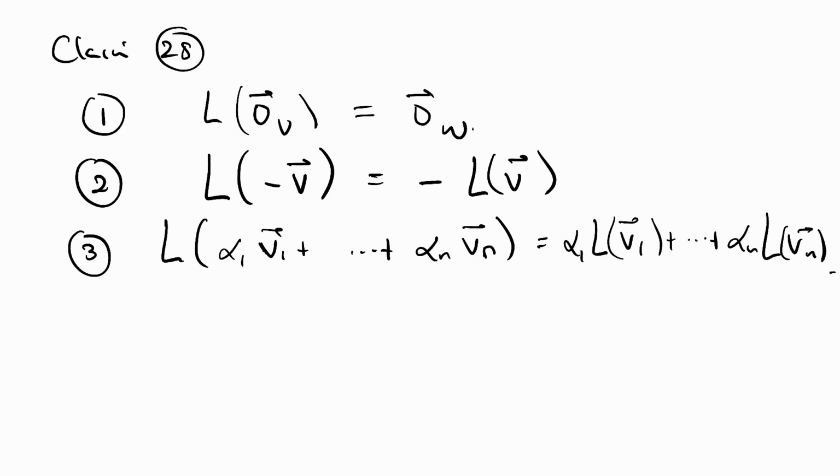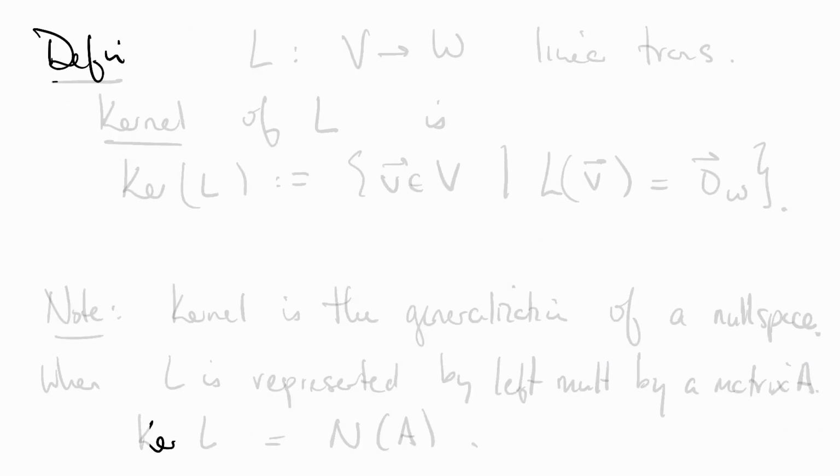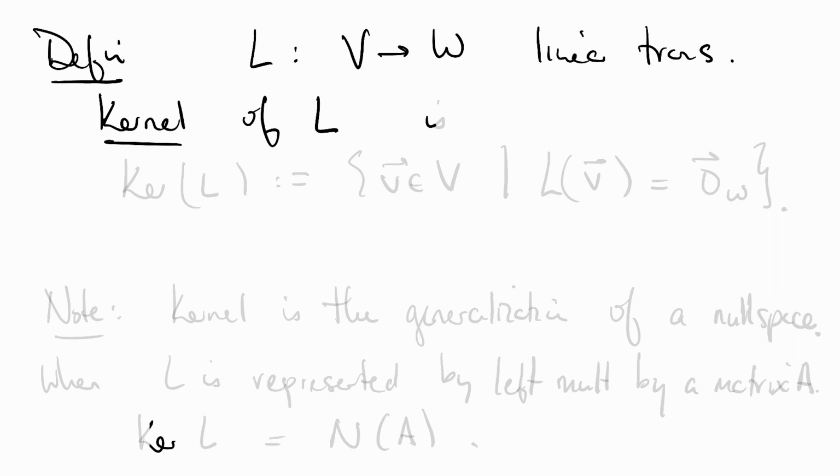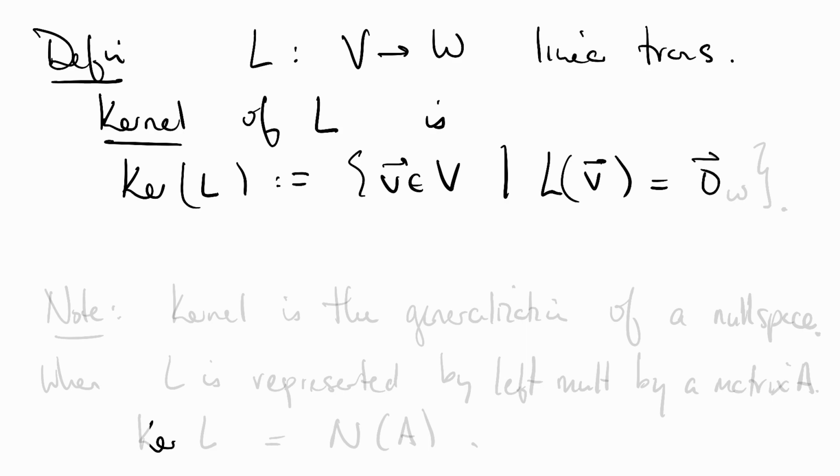Having a linear transformation actually also gives us access to new subspaces. Here's a definition for you. Say L from V to W is a linear transformation. The kernel of L is denoted ker. It's defined to be all the vectors in the vector space V such that L applied to V is the 0 vector in the W vector space.